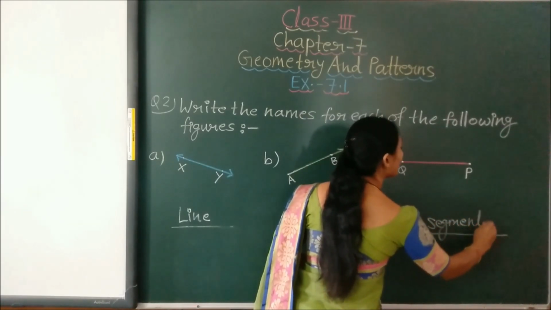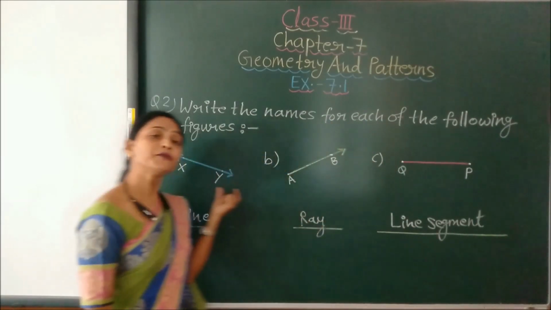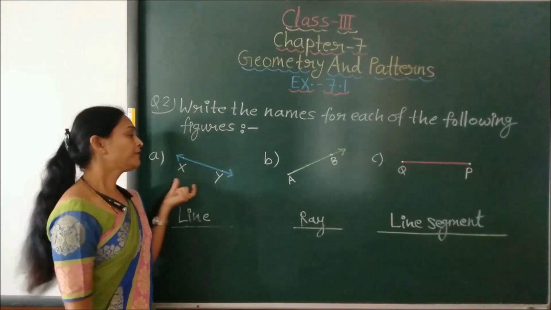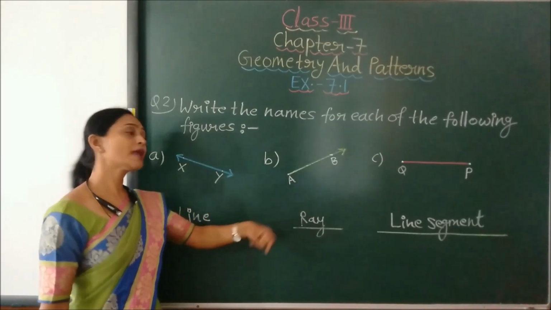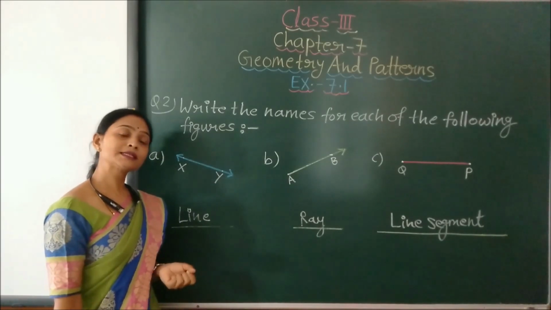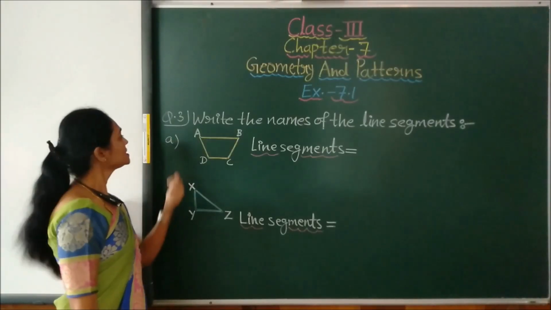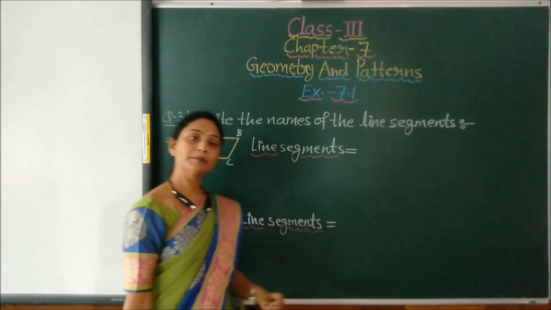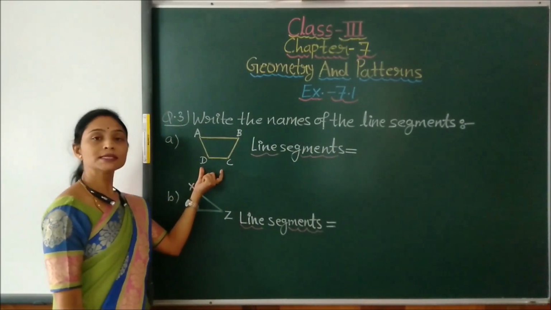Yes, so this way, according to the number of arrows, you may identify the figures, if it is a line or ray or a line segment. Now we will see the next question. Now let's see this question number 3. Write the names of the line segments. So here you can see this figure.